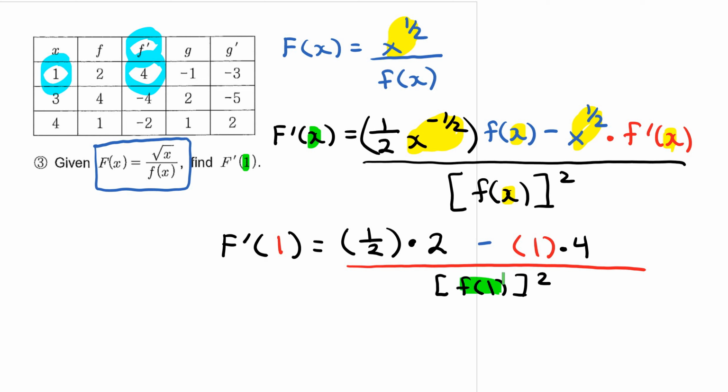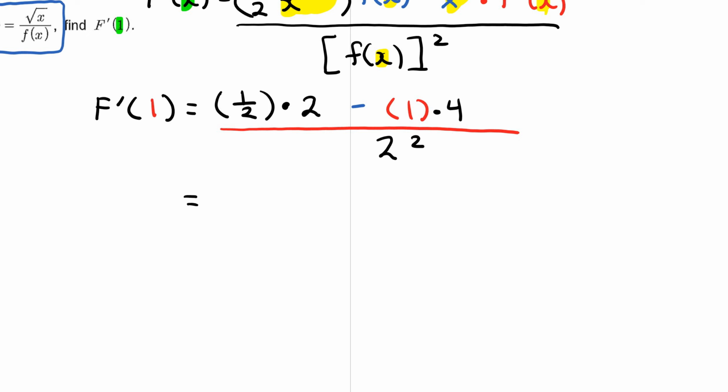And then what's f of 1 again? Well, f of 1 is going to be 2. So the bottom is going to be 2 to the power of 2. Okay, so now we're kind of in business here. Let's see if we can finish this off. So what is 1/2 times 2? Well, 1/2 times 2 is going to be 1 minus 4, all divided by 2 squared, which is going to be 4. Okay, and then if we compute that, we get negative 3 over 4 as a final answer there.